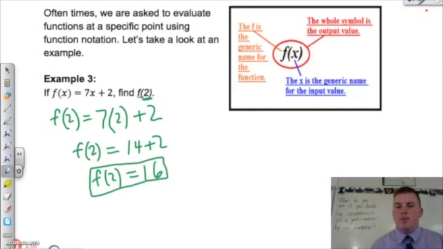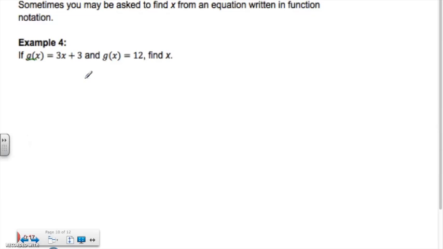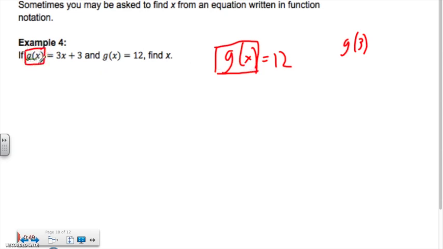Alright, so let's continue on. Sometimes you might be asked to find x from an equation written in function notation. For example, if we were given g of x equals 3x plus 3, and it tells us that g of x is equal to 12, we are asked to find x. Notice that this is written differently than the examples we were doing in the last example. Before, we had a number given in the parentheses instead of the whole piece g of x being equal to 12. So since this whole piece g of x is equal to 12, we are actually going to be replacing the whole g of x part of the equation instead of plugging 12 in for x.